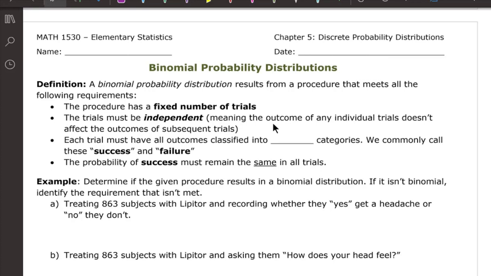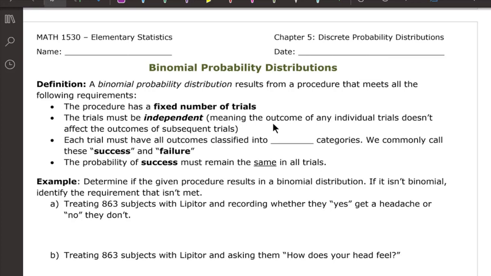trials, or if you're having an experiment with 8 Ps or 8 births, something like that, that's your fixed number of trials. And the trials also have to be independent of one another, so the outcome of one should not affect the subsequent ones.